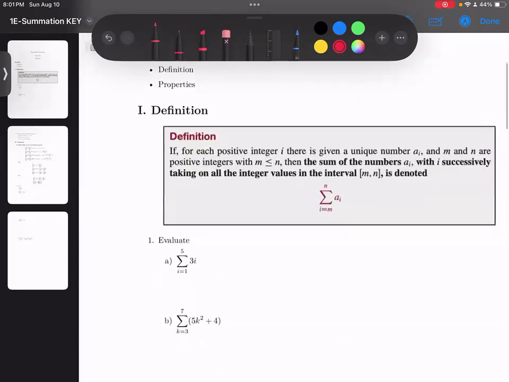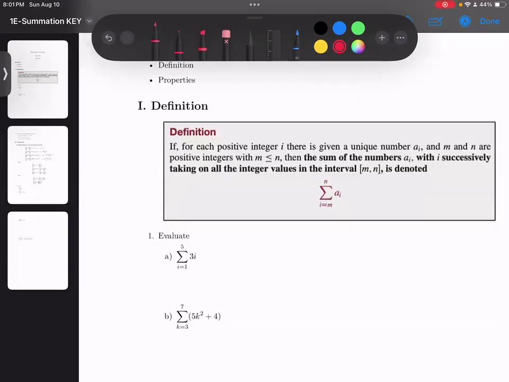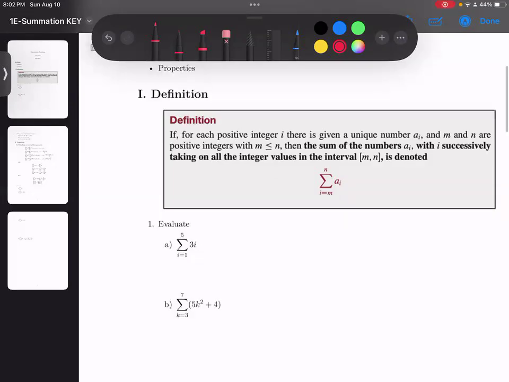This means start with I equal m, plug it into ai, and then increase I by 1 each time until you reach n, adding all those results together. Does it make sense? Well, if not, let's take a look at the example. Maybe you think will clear up a little bit.